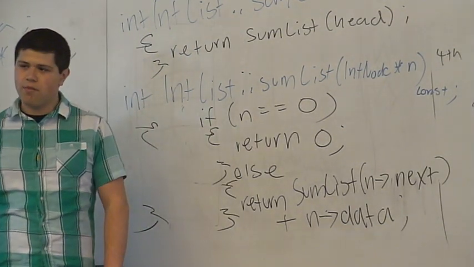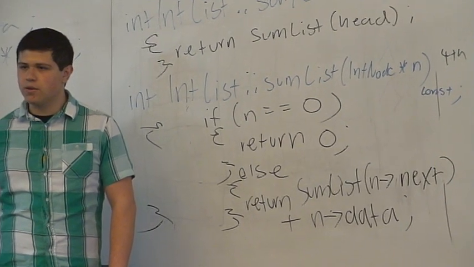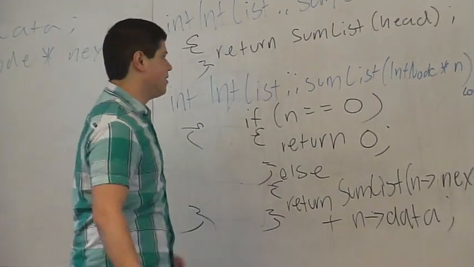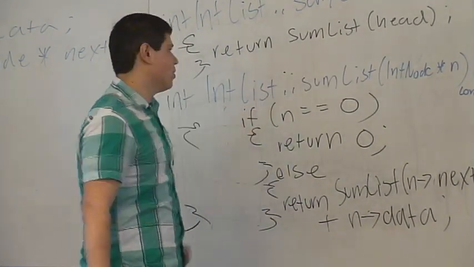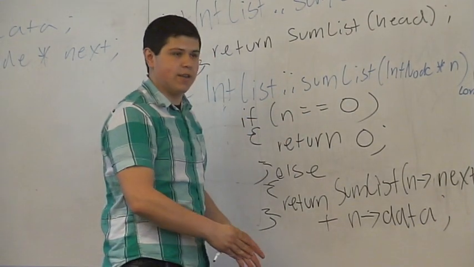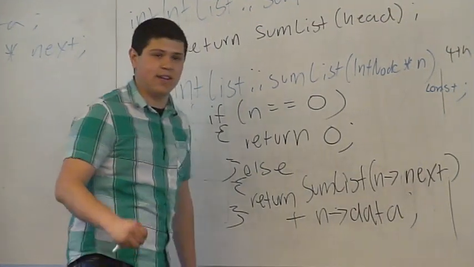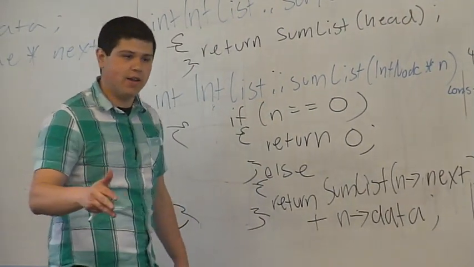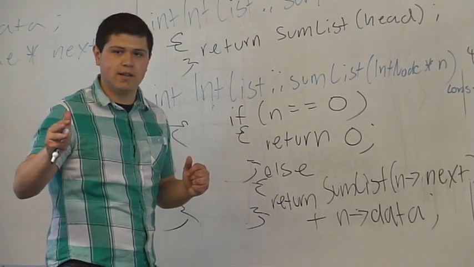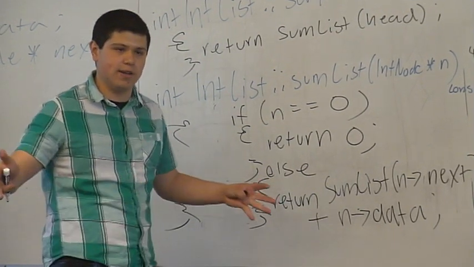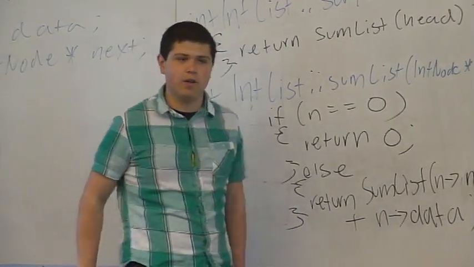So any questions? Anyone? This is quite trivial. So yeah, this is really easy. I can think of sum list giving me the sum of the list from n to tail. So the sum of the list of head is going to be the sum of the list from head to tail. And sum of the list of n next is going to give me the sum of the list after n. And if I add that with n's value, then that's going to give me the sum of the list from n to tail. So any questions?